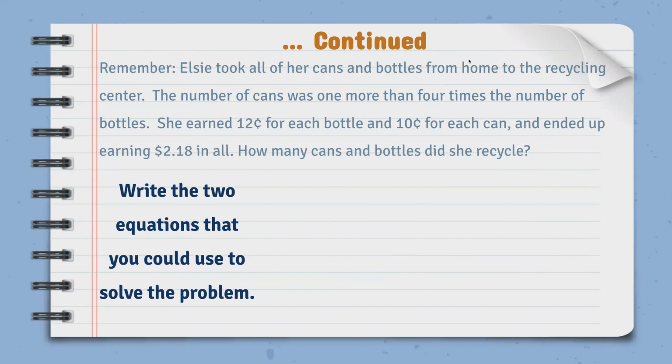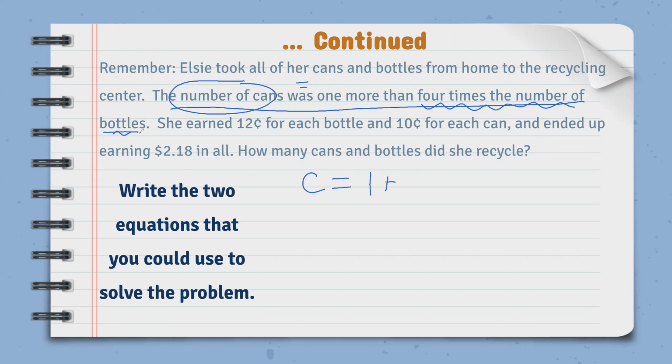Now I want to write 2 equations that I could use to solve the problem. So the first one was here. The number of cans was 1 more than 4 times the number of bottles. Think back to your let statements. We let C equal the number of cans. Right here is the number of cans. So I'm going to write C equals 1 more than 4 times the number of bottles.